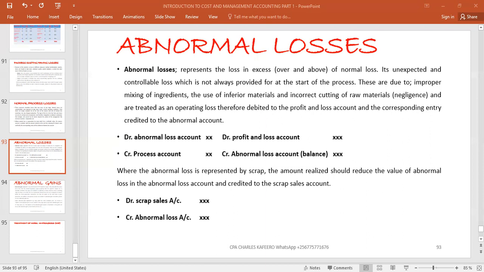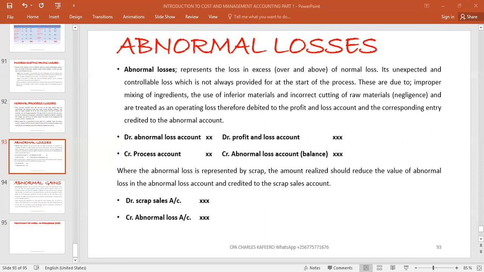These abnormal losses come as a result of negligence or carelessness of the management or the people in charge. If it is a result of people in charge and it can be controlled, we are supposed to treat it as an operating expense. Hope you've got that. Then we can go through this small information we have. Abnormal losses represent the loss in excess.